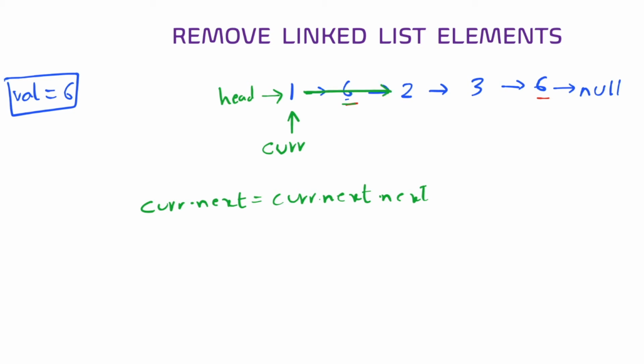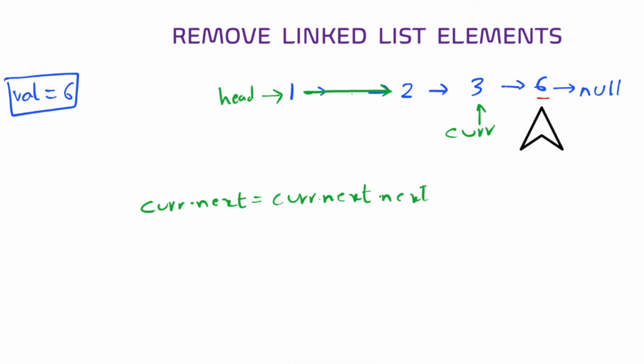We will again check the value of the next node from the current node to see if it matches our val. In this case, it doesn't. So we will move current node to the next node by doing current equal to current.next. From the new current node, we will again check the value of the next node to see if it matches our input val 6. In this case, it doesn't, so we will simply move current to the next node.